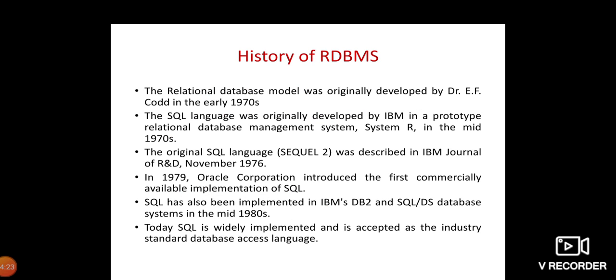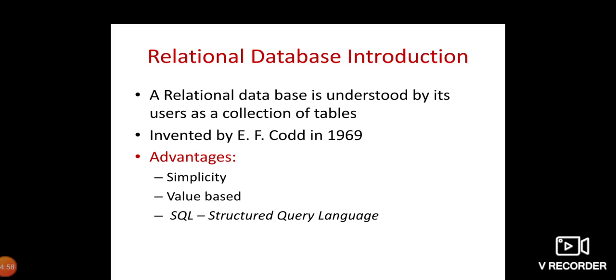Okay, history of RDBMS. The history of RDBMS dates back to 1970. It was originally developed by E.F. Codd, and it is a relational database model. Then SQL. SQL is a language. It was developed by IBM as a prototype in the mid 1970s. In 1979, Oracle Corporation introduced the first commercially available implementation of SQL. Today SQL is widely implemented and it has been successfully used in a number of companies.